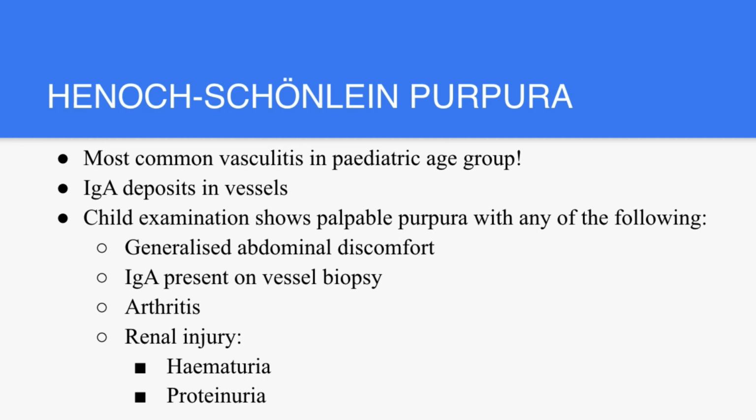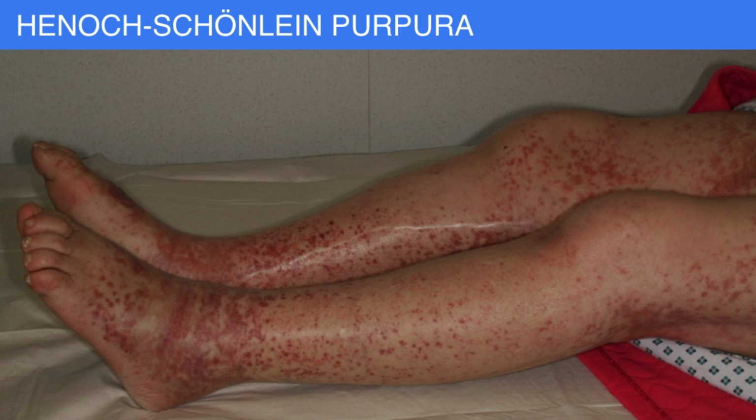I would show you in a minute, with IgA showing in the vessel biopsy, arthritis, renal affection in the form of hematuria, polyuria. Sometimes they might present with abdominal pain, and this is usually preceded by like 2 weeks history of upper respiratory tract infection. This illustrates the very characteristic rash of Henoch-Schönlein purpura, which involves the shins of the legs.